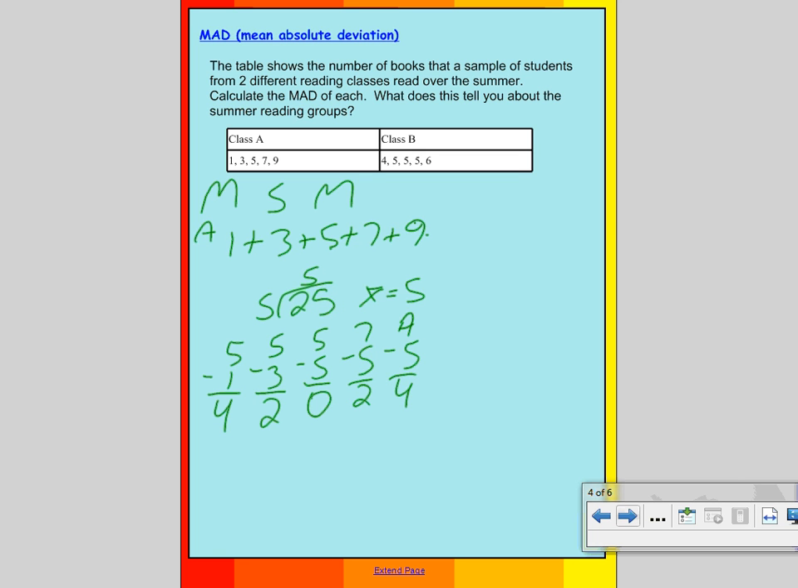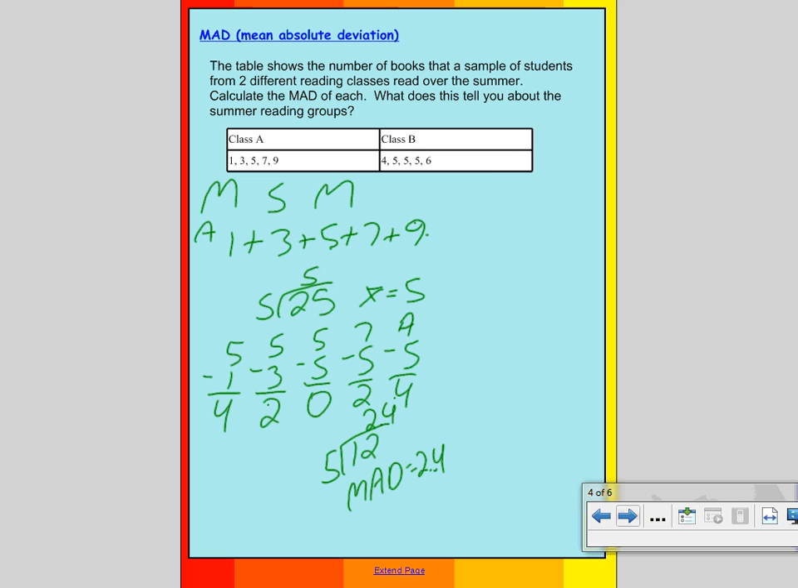Add those up. 4 plus 4 is 8, 9, 10, 11, 12. 12 divided by 5. Alright, 2.4. So that is my MAD for group A is 2.4.